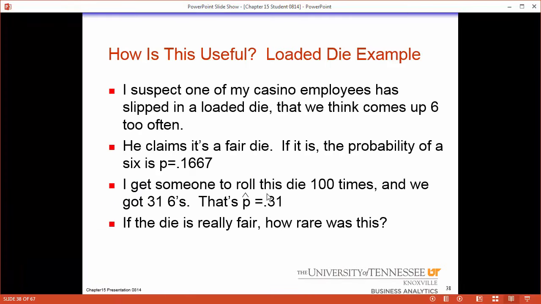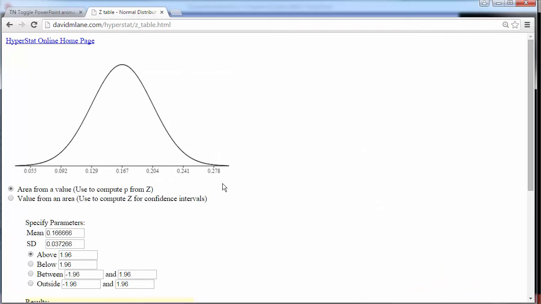In our problem, it says that in our 100 dice rolls, we observed a sample proportion, p hat, of 0.31, which was 31 out of 100. That's the sample proportion, which is just calculated by number of successes over number of trials. 31 out of 100 is 31%. So is this odd? Well, we don't even need to get the z-score because look, 31% has a z-score above 3.